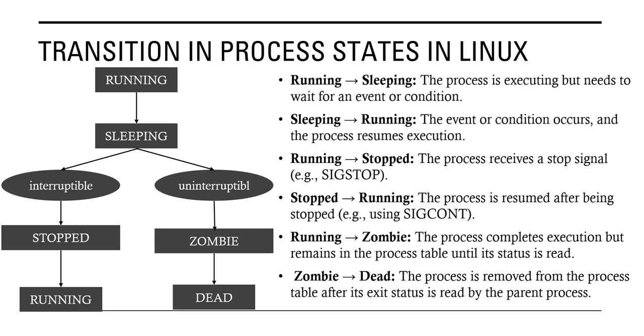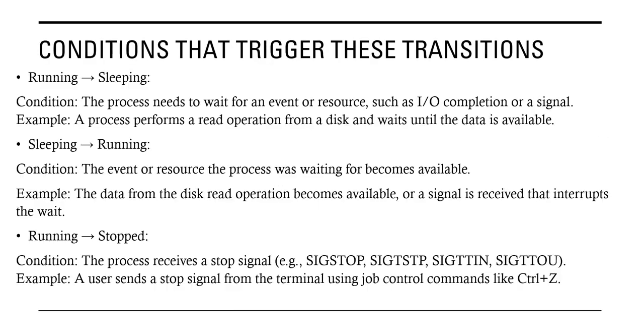Running to zombie. The process completes execution but remains in the process table until its status is read. Zombie to dead. The process is removed from the process table after its exit status is read by the parent process. Conditions that trigger these transitions.